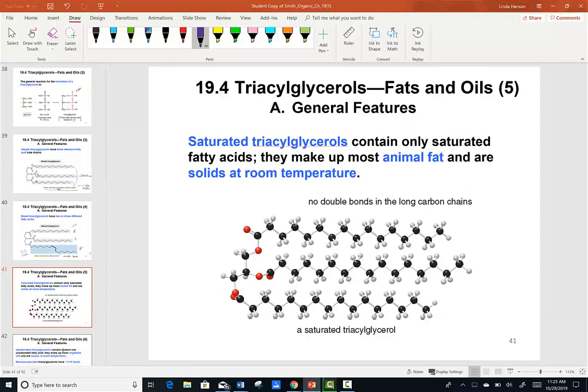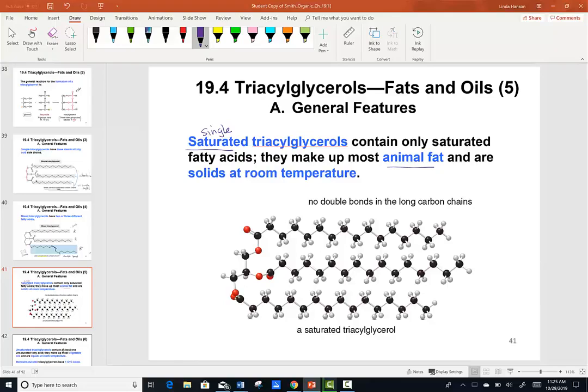So the saturated triacylglycerols: saturated means all single bonds. They contain all saturated fatty acids and come to us from animal fat. Animal fats are always solids at room temperature.